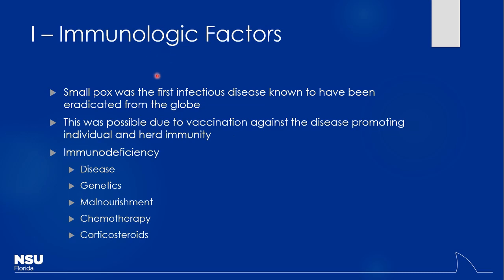Immunologic factors. This is a really important one, especially with changes in vaccination status and anti-vax movements and things like that. But smallpox is actually one of the first infectious diseases we ever thought was completely eradicated from the globe. And it was mainly due to the early vaccination that we were introducing to these patients. But certainly, herd immunity is a big deal, right? What is herd immunity?